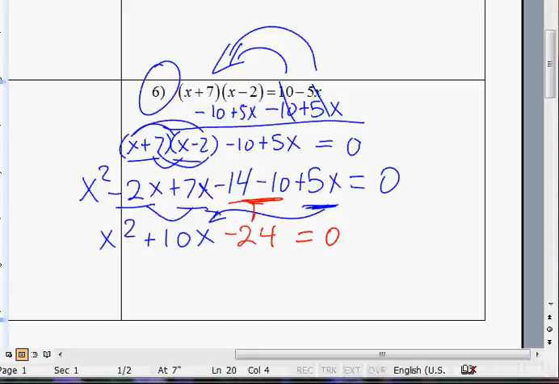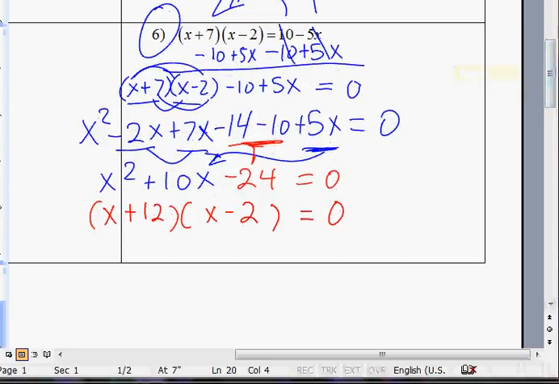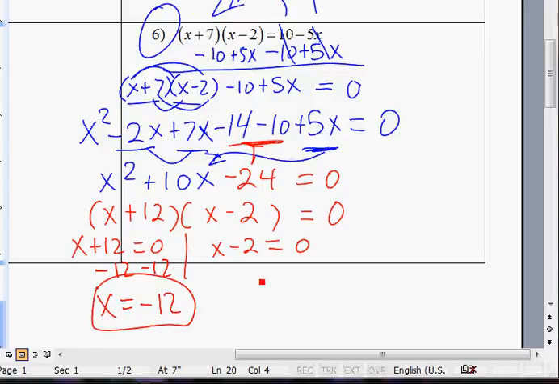Now we're going to factor this quadratic polynomial. Alright, look for two numbers that multiply to negative 24 and add up to 10, which are positive 12 and negative 2. That's equivalent to 0. And you're going to set both these factors equal to 0. Subtract 12, and x equals negative 12. And the other one's x equals positive 2.